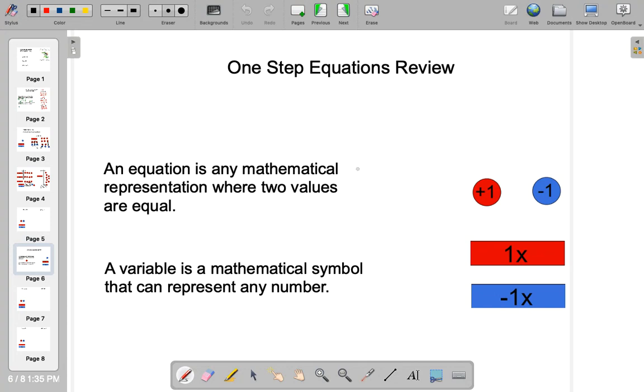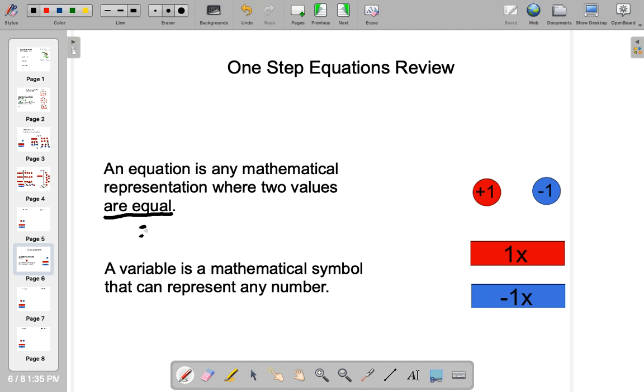Hello everybody, this is the retake video for one-step equations, and we are solving these equations using algebra tiles. Before we get started, let's review what an equation is and what algebra tiles are. An equation is any mathematical representation where two values are equal, which means that we need an equal sign in order to be working with an equation.